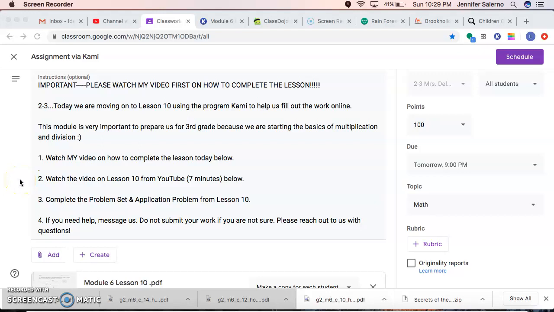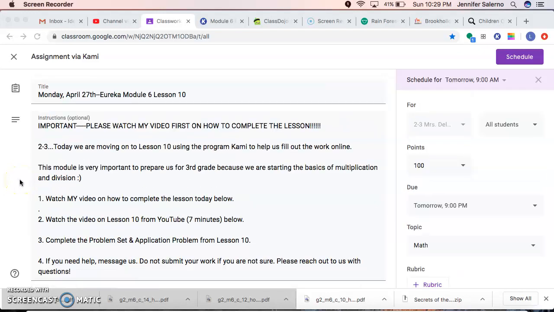Hi, 2-3. So let's talk about math today. We are moving right along to Eureka. We're going to keep going on. So we're going to lesson 10 today, which again is still in the module of the basics of setting us up for multiplication and division for third grade.